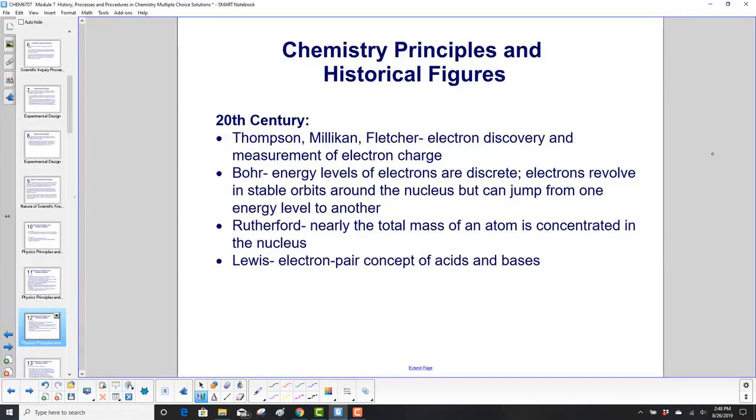Electrons revolve in stable orbits around the nucleus, but can jump from one level to another. Rutherford, nearly the total mass of an atom is concentrated in the nucleus, and then Lewis came up with the electron pair concept of acids and bases.